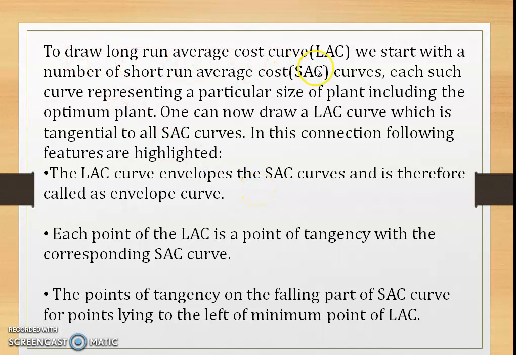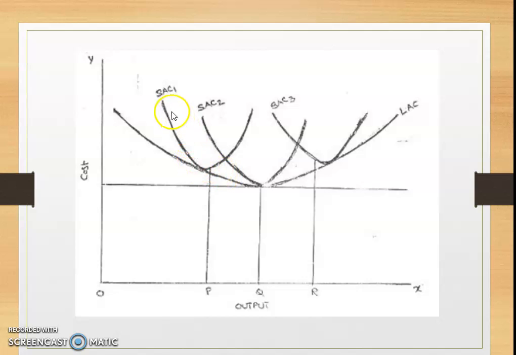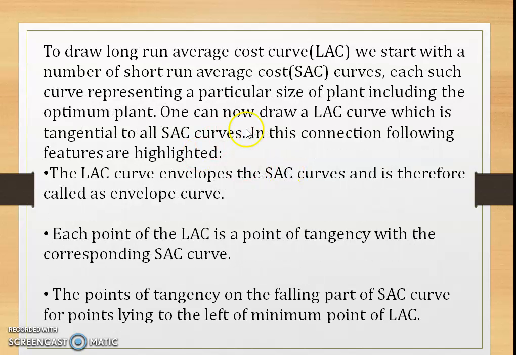To draw the long-run average cost curve, that is LAC, we start with a number of short-run average cost curves, each such curve representing a particular size of the plant, including the optimum plant. One can now draw an LAC curve which is tangential to all SAC curves. Look here, the LAC is passing tangentially to all the short-run average cost curves. Everything is passing through tangentially.